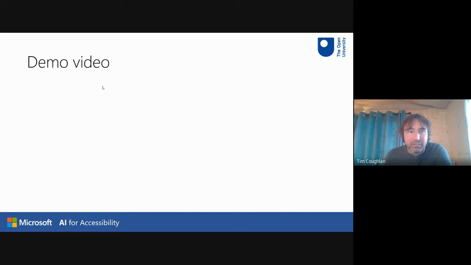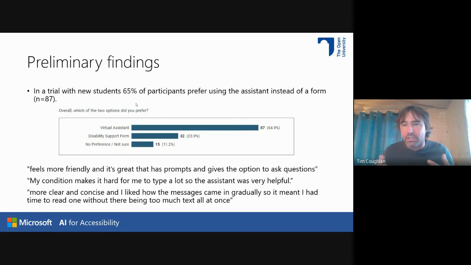But yeah, our goal in this project really was to produce a system that we could put in front of students and trial in a realistic way. So we did that. We offered this to students when they disclosed that they could take part in a trial. What we did was to ask them to do the assistant and fill in the form, so that we could ask them for their opinions comparatively.